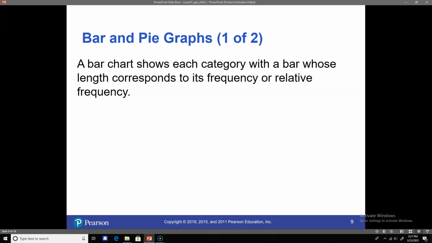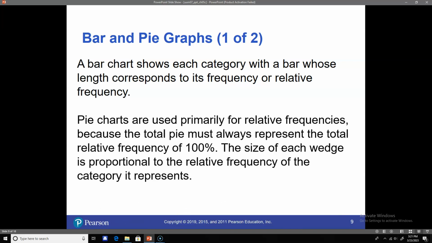And pie graphs, basically they are useful to show the number of things as a percentage of the whole for qualitative data, excuse me. Relative frequencies, yeah, you could do it that way as well. So the size of each wedge is proportional to whatever percentage of the pie, the circle, and if you add them all together, that must total 100%.